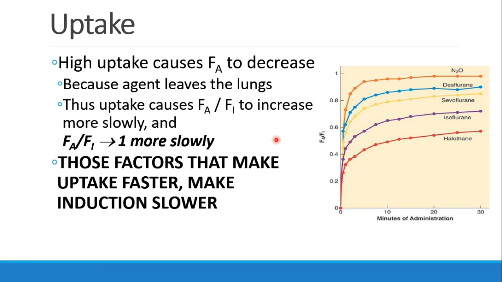And this is really confusing to a lot of people because we all think, well, induction means getting agent from the lungs to the brain. Uptake is the first step in that. It's getting agent from the lungs to the blood. So obviously, if uptake is happening, that means we're 1 step closer to induction. But it turns out that factors that make uptake faster are actually going to make induction slower. And let's try to understand that.